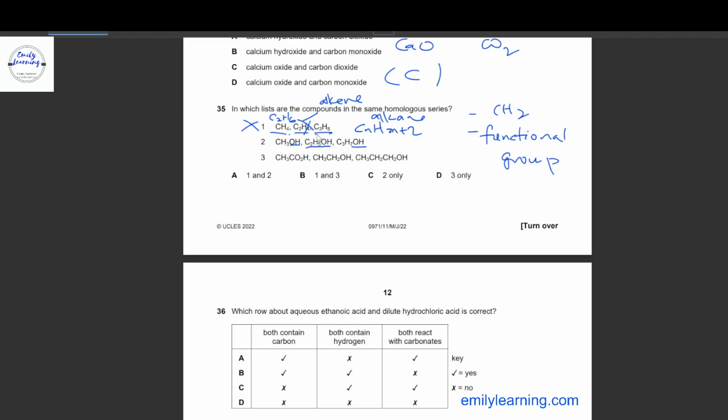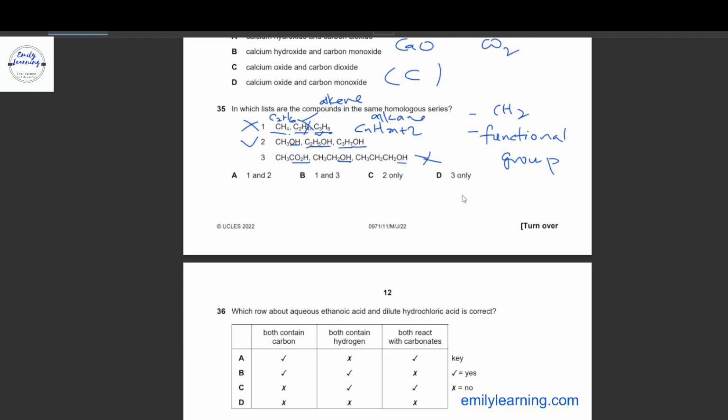Yeah, correct. Next, I add CH2 to C2H5, I get C3H7. So correct, they are all in the same homologous series. They are the alcohols. Next, I have 3. I have the functional group COOH, but this one I have OH, this one I have OH. So 2 alcohols, 1 carboxylic acid, they don't have the same functional group. So in other words, not all of them belong to the same homologous series.